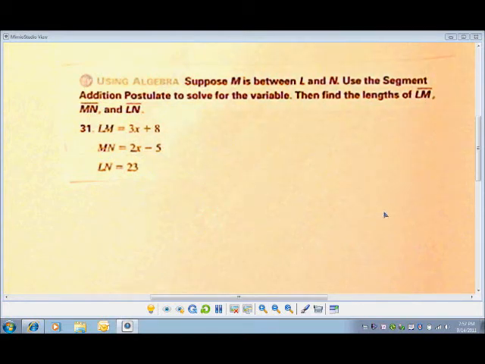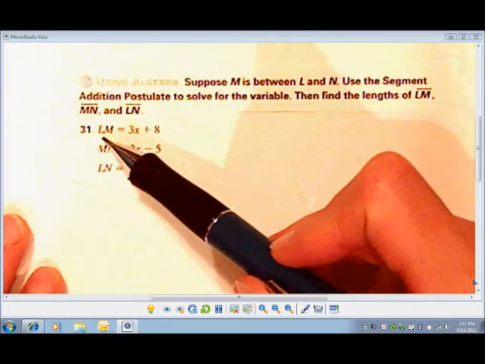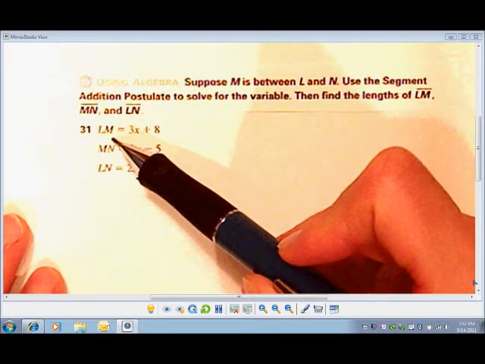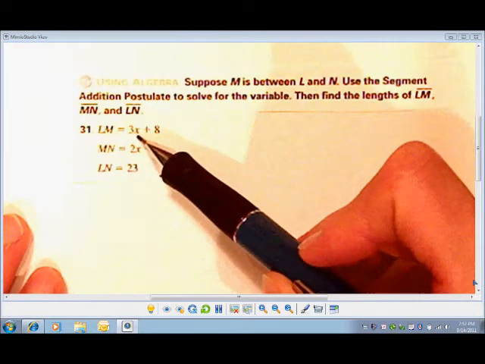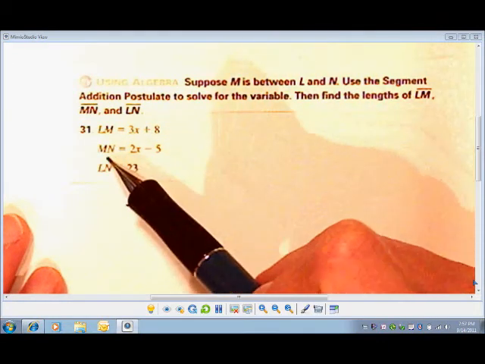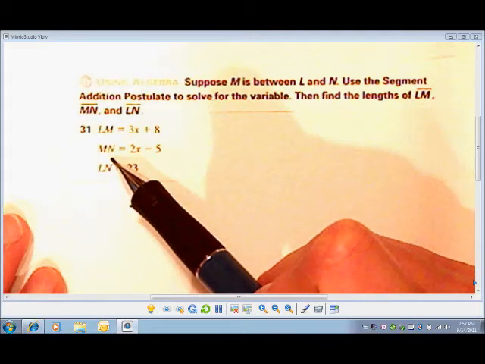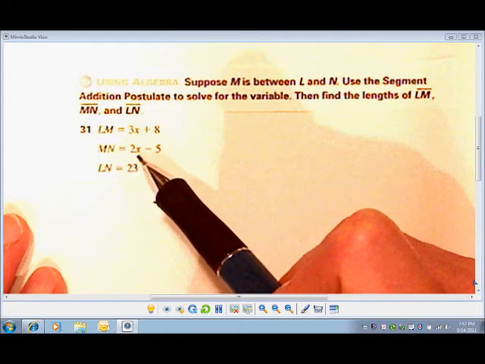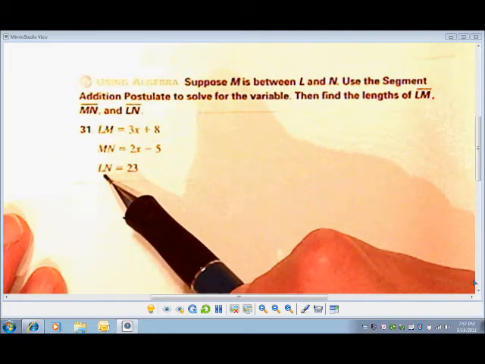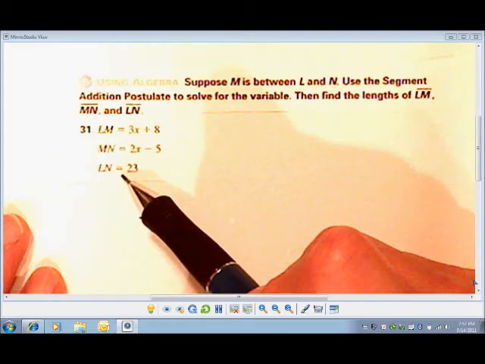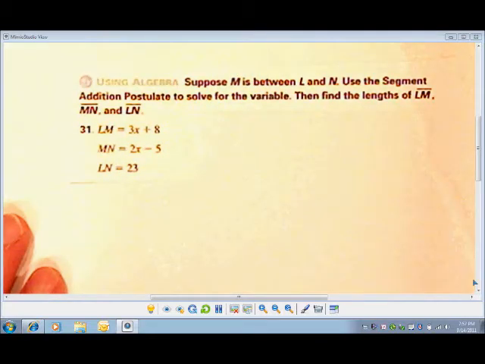Let's look at the segment addition postulate for the following. So we have 3 line segments. LM is 1 line segment, which is 3x plus 8. MN, which is another line segment, which is 2x plus 5. And LN, which is another line segment, which is 23.